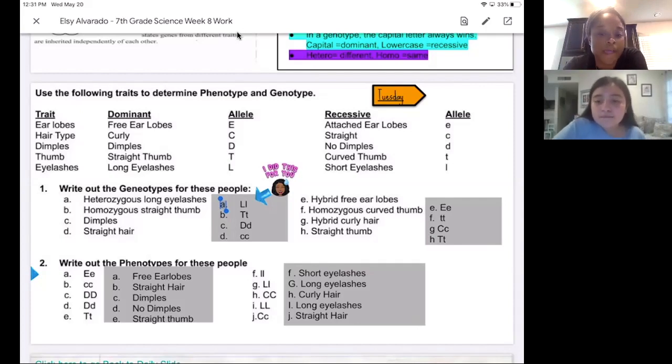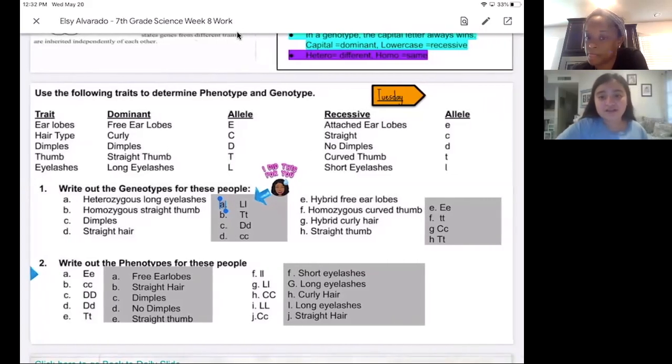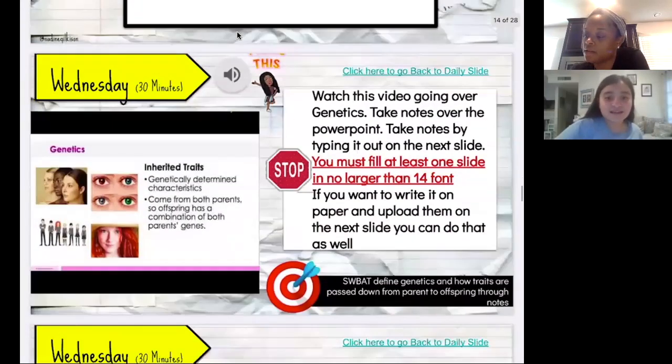The next one says to write out phenotypes for these people. So if you write out the phenotypes, if it's capital E, lowercase e, then it definitely codes for free earlobes. Yeah. Lowercase c will go for straight hair. So you were absolutely correct on those. I don't know if you have any questions on that. No, those I do understand. I just needed help on the letter.